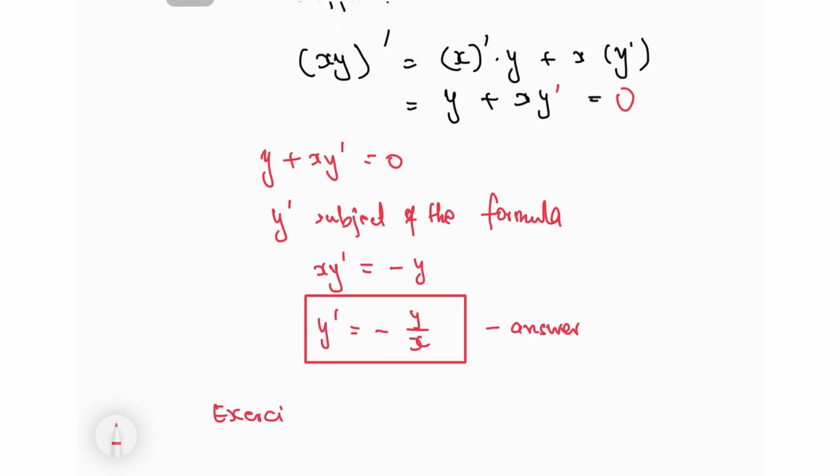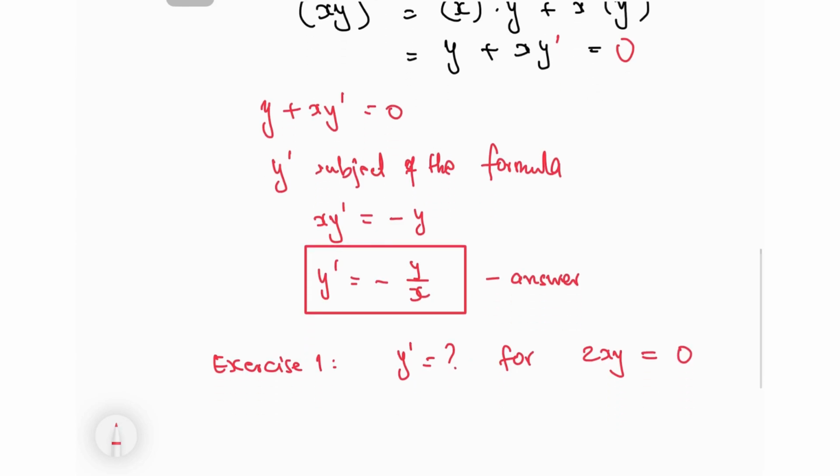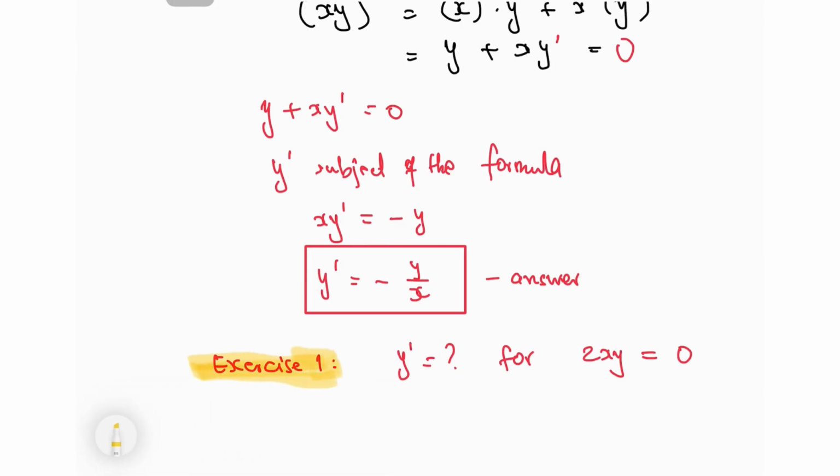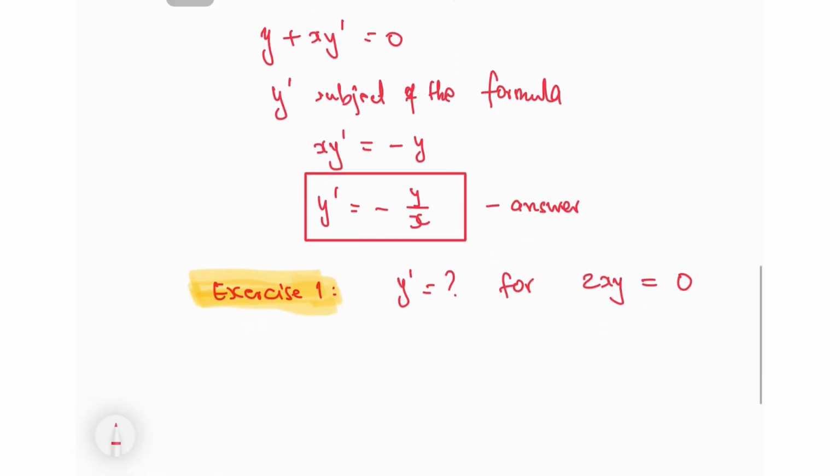Exercise 1 for you if you want. Find y prime for 2xy equals 0. You can pause the video and try it, or try later if you want. This I will not solve.